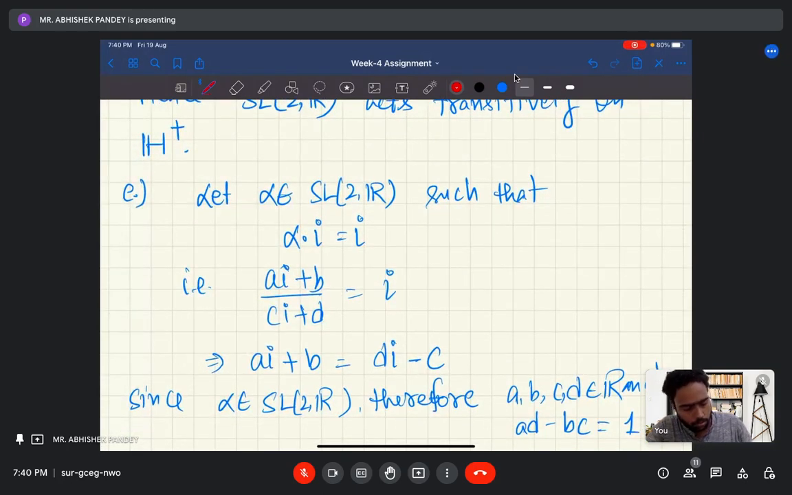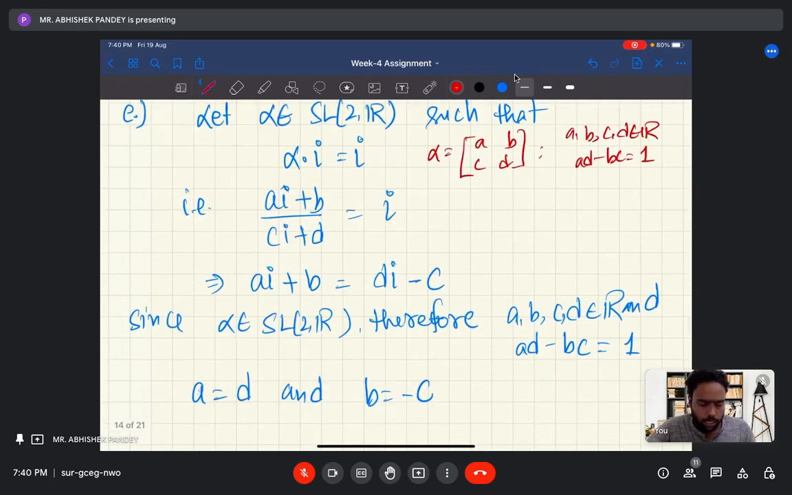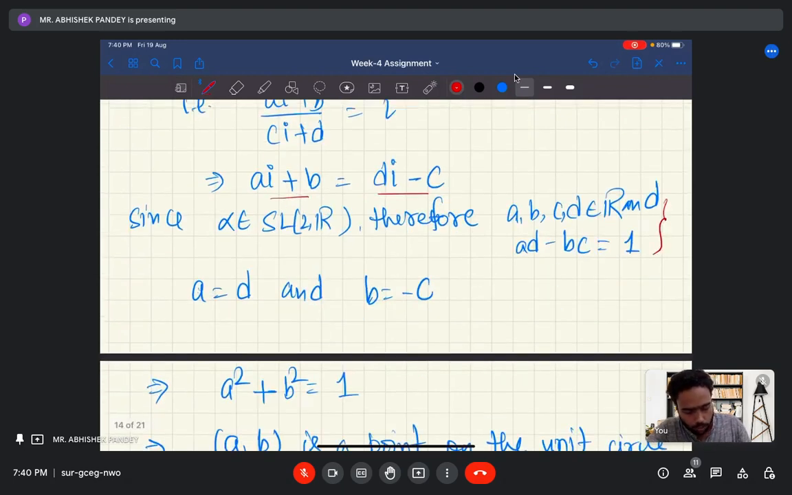So let alpha equal A, B, C, D, where A, B, C, D belong to R and AD minus BC is 1. Okay. So (Ai plus B) upon (Ci plus D) equals i. This will give Ai plus B equals Di minus C. Since alpha belongs to SL2R, this is the definition. After comparing the real and imaginary parts, you will get A equals D and B equals minus C.